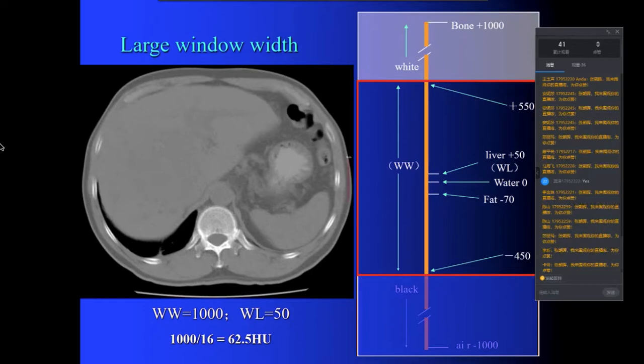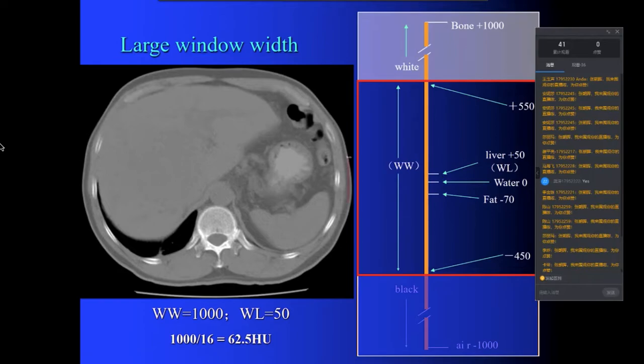In this image, the window width is 1000 and the window level is 50. So the single gray scale represents 62.5 Hounsfield units, much higher than the CT number difference between the normal liver and the hepatocellular carcinoma. Therefore, we cannot see HCC. So, do you understand what I'm talking about?